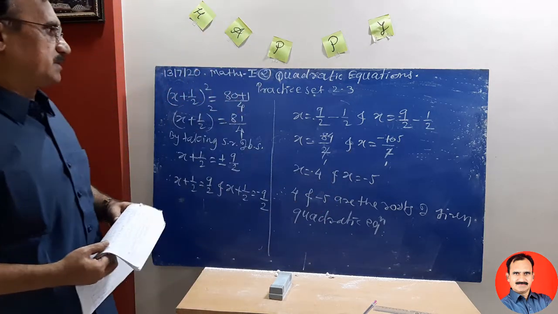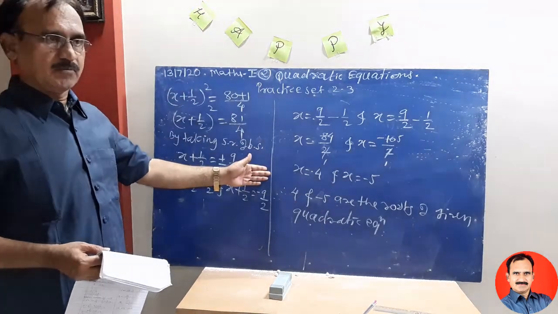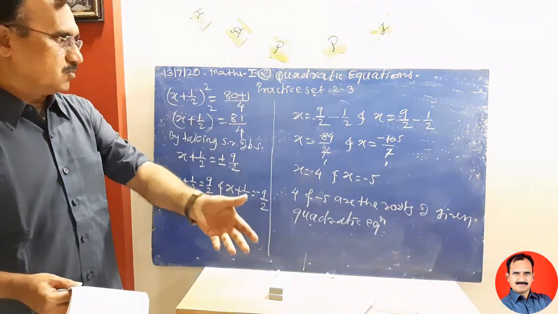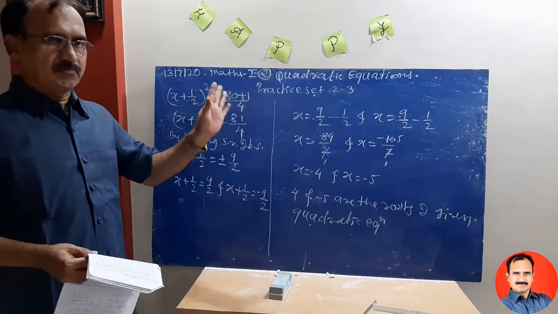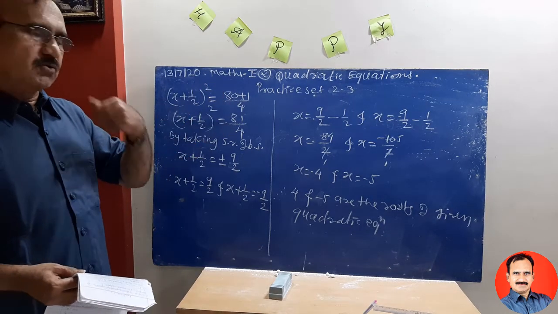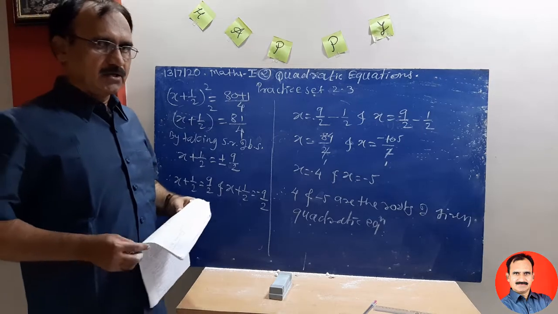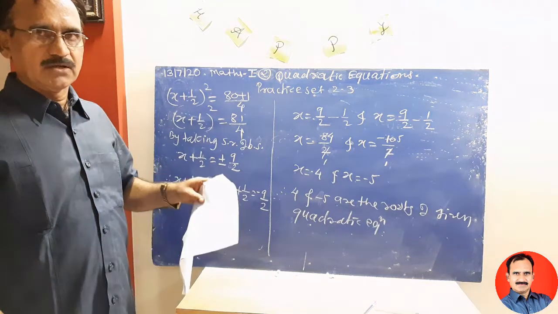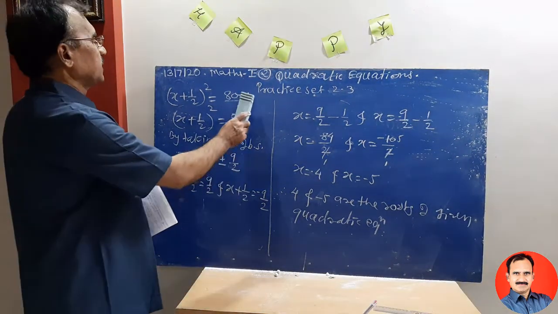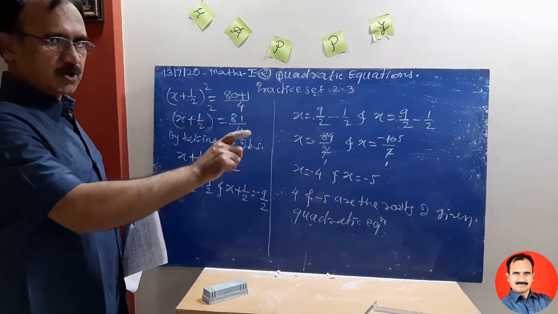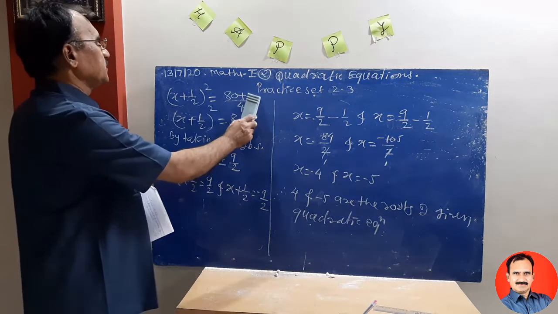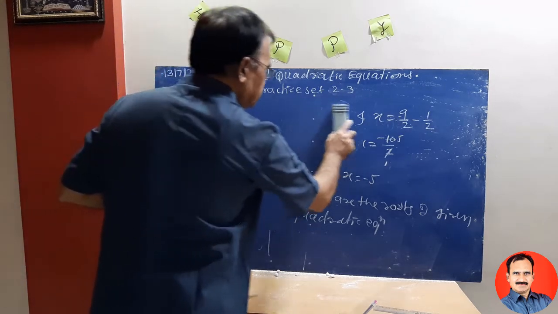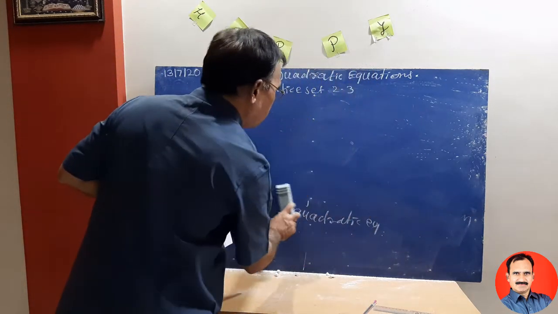This is an example by the perfect square method. This method is included in your textbook, but in the old syllabus there is one easy method. In the board exam you can use any method. There is one instruction: you should use any parallel method. It is not compulsory to use the method from the textbook. This same example we can solve by the old method.